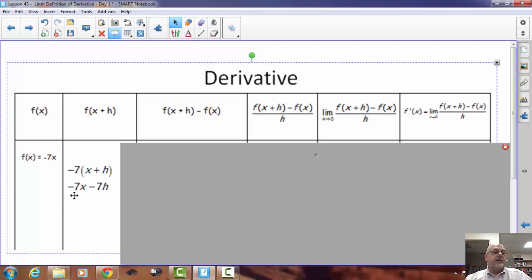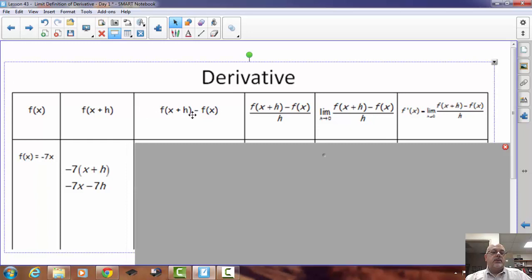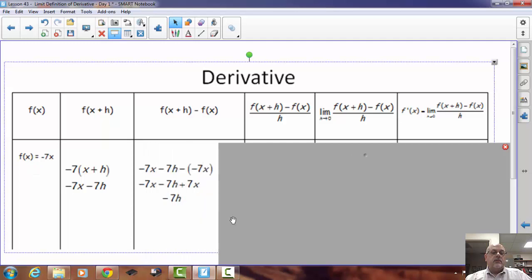And so I distributed the negative 7: negative 7x minus 7h. Now the next part says you take that, which is this last result on the bottom, and subtract f of x, which in this case is negative 7x. So you take negative 7x minus 7h minus, in parentheses, the negative 7x. You have the double negative there. So when you combine the like terms of negative 7x and positive 7x, they cancel each other out, and you're left with just negative 7h.